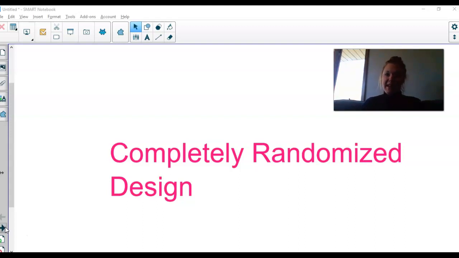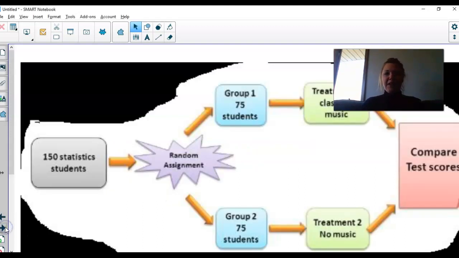Completely randomized design. That's a type of experiment where we have one hat, okay? We break them up randomly using the hat method into different groups, however many groups we need based on the treatments, obviously. Each group gets their individual treatment, and at the end, you compare the response variable. So if your explanatory variable is the type of music, and your response variable is test scores, you compare those test scores.